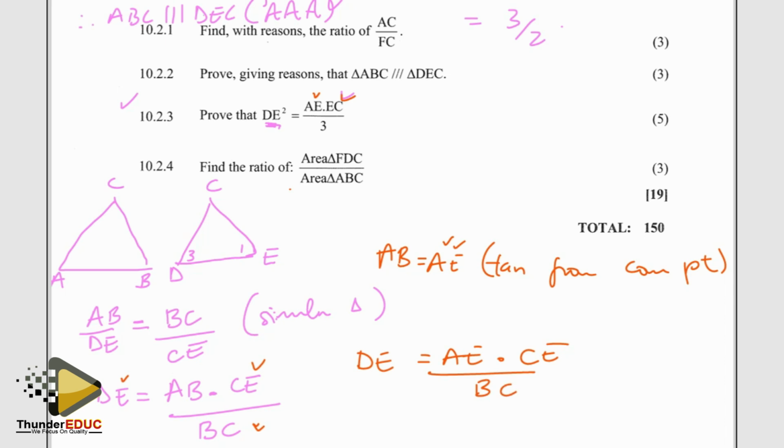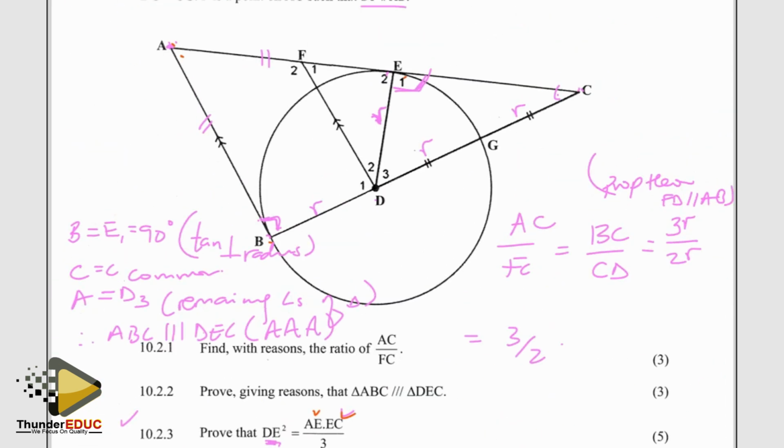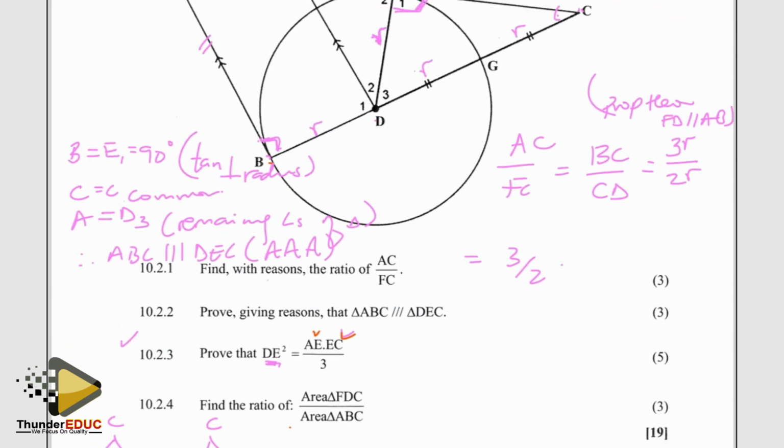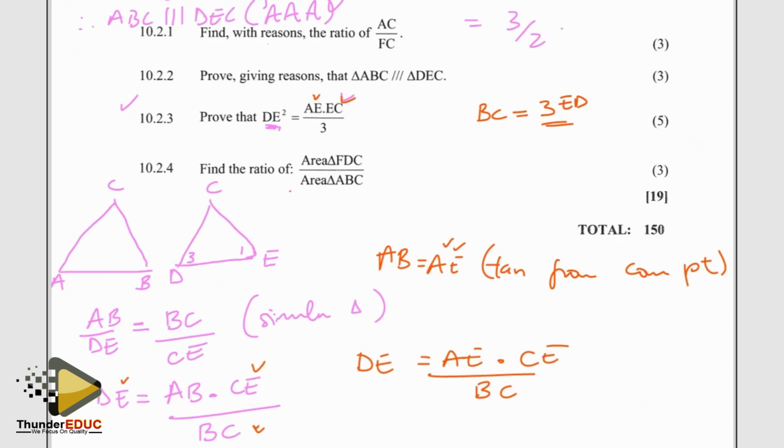Okay, then how does BC relate with DE? Maybe I can get another DE from there. Okay, so I can see that DE is a radius. But BC, BC is 3 times of the radius. So since this is R, I'm just gonna say that BC is 3 times of ED from that information.